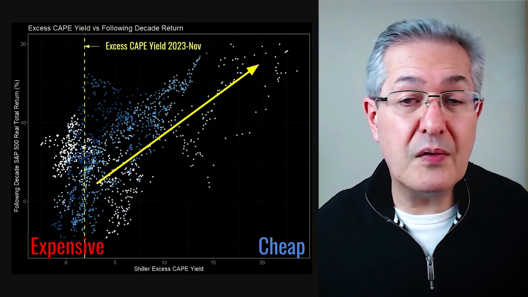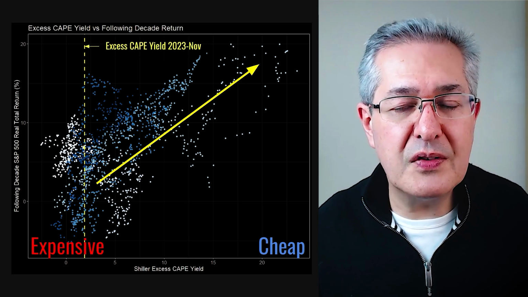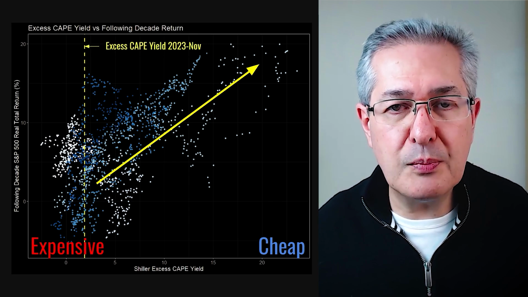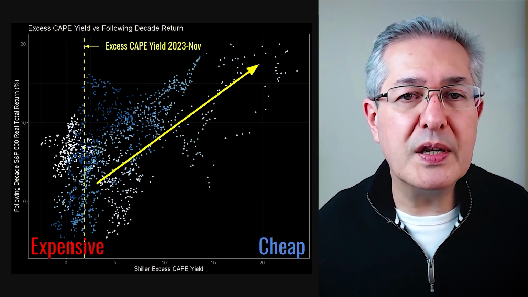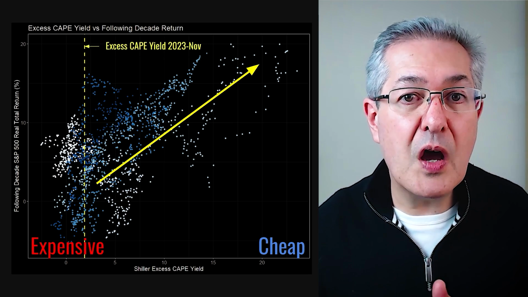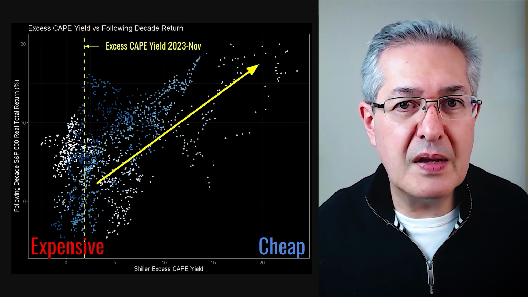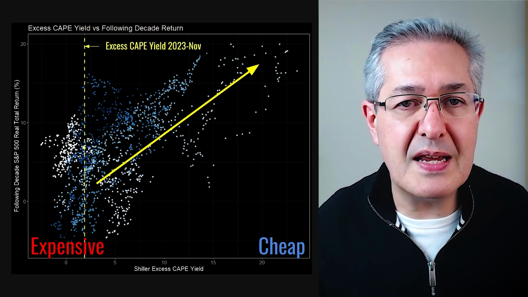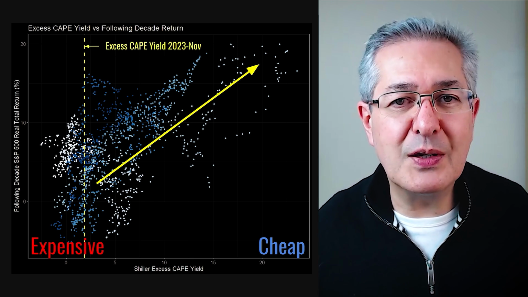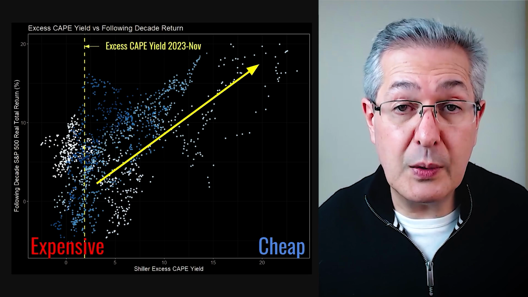So what I've done here is on the x-axis, going back to the late 1800s, I've shown the starting point for this excess CAPE yield measure. And then on the y-axis, what you can see are the returns from the US stock market, the S&P 500, over the following decade. And that's the total real return on stocks, inflation adjusted, and reinvesting dividends. So as you'd expect, when stocks are expensive on the left-hand side of the graph, that's when you tend to get the lowest return over the following decade.